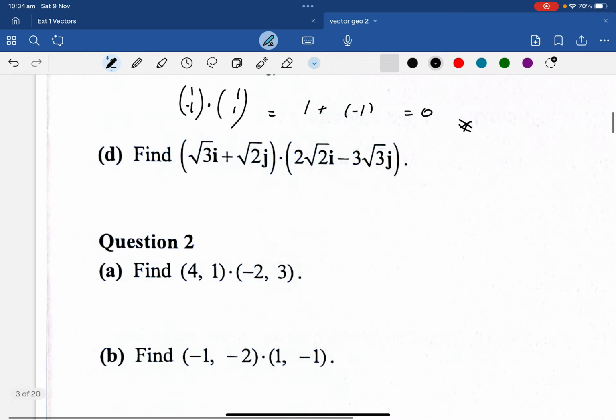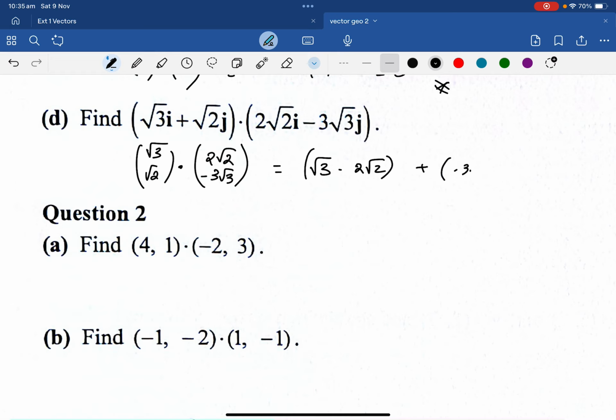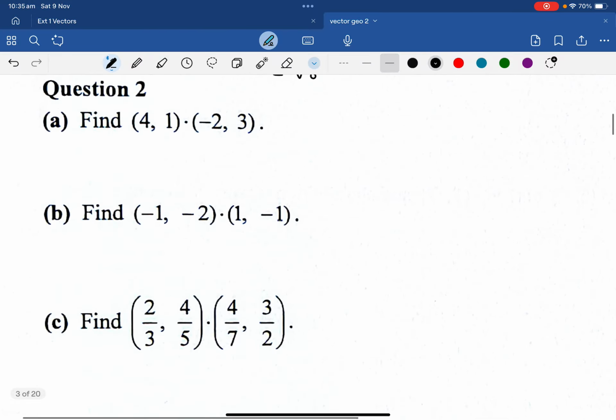Okay. So our next question is similar. Don't get scared because it has these surds and all that. That's just going to be root 3, I keep doing that by mistake, in component form, dotted with 2 root 2 minus 3 root 3. That's the component form, and then we just multiply. So root 3 into 2 root 2 plus minus 3 root 3 into root 2. Okay. Punch that into the calculator and you should get root 6. Negative root 6, keep in mind. Do I have my calculator here?